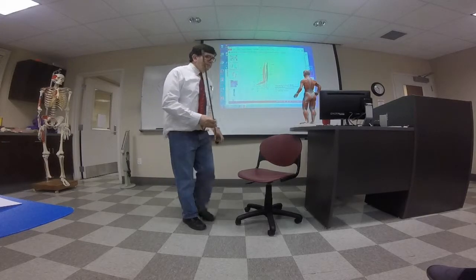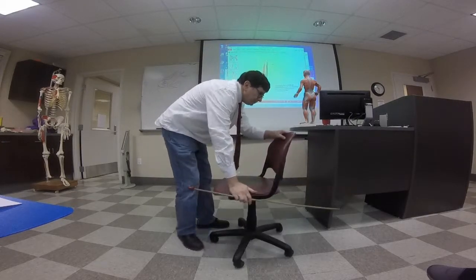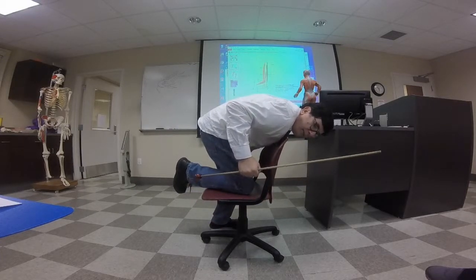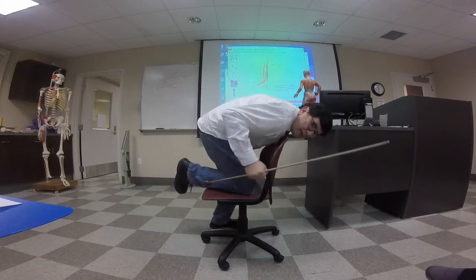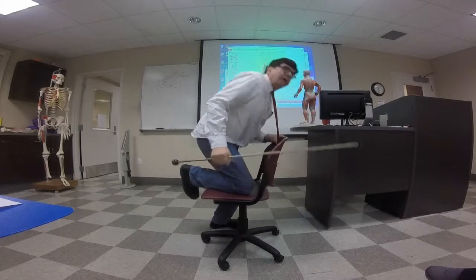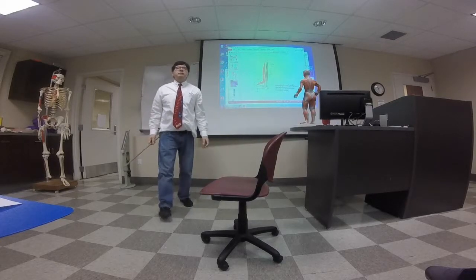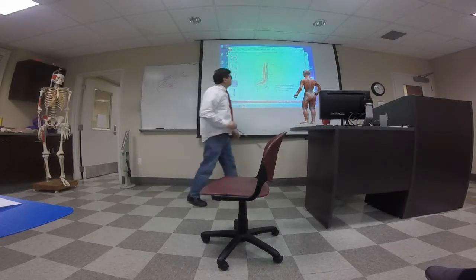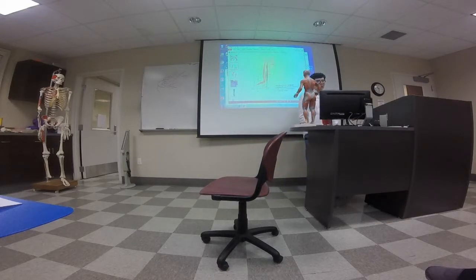Sometimes you'll see somebody leaning over with a dumbbell, holding the dumbbell up like this and doing this. They're extending. They're working their triceps. Okay. What nerve innervates the triceps? Radial nerve, yeah. The radial nerve.